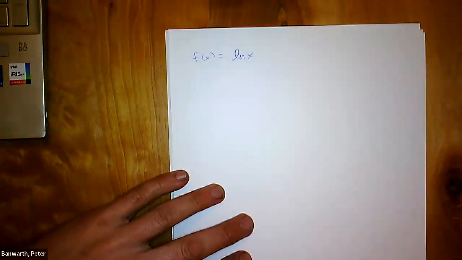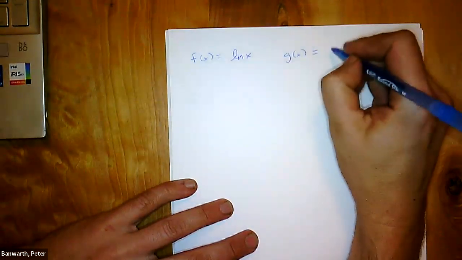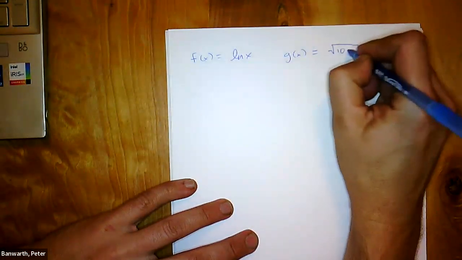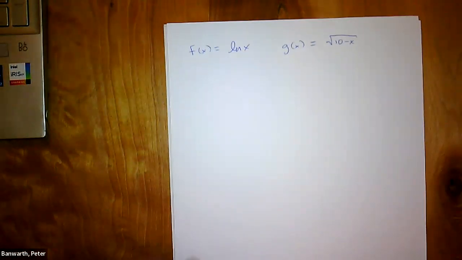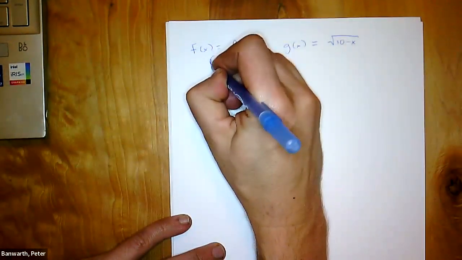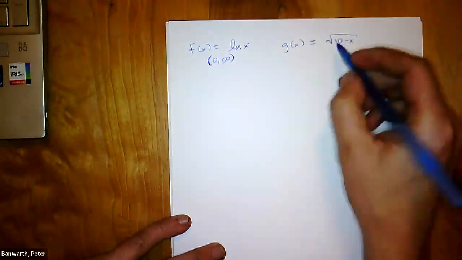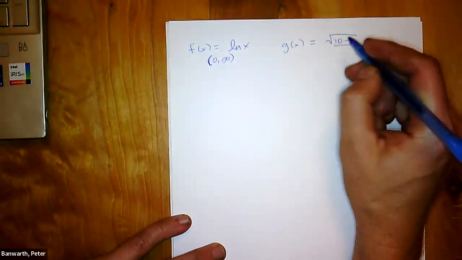F of x equals natural log of x. G of x equals the square root of 10 minus x. So the first thing to do is to think about those domains. This domain is everything greater than 0. And this domain, this is a good chance for us to review.